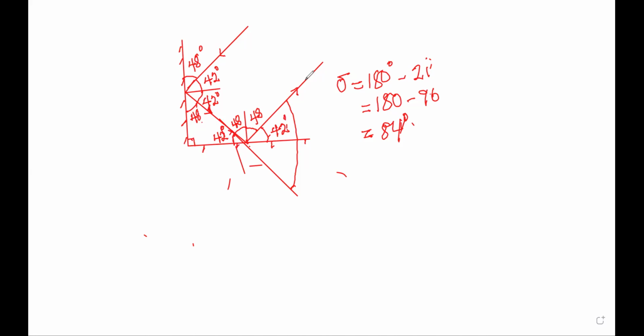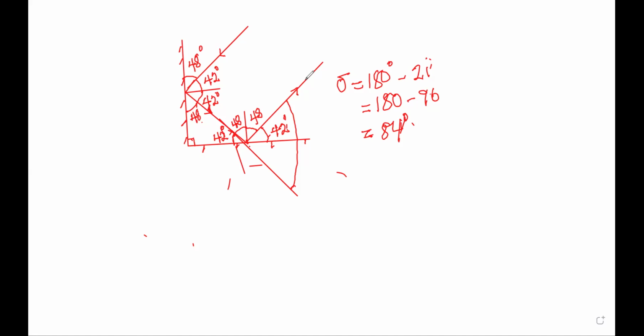Determine: one, the image position; two, the nature of the image; three, the magnification; and four, the height of the image if the object is 30 centimeter in height.